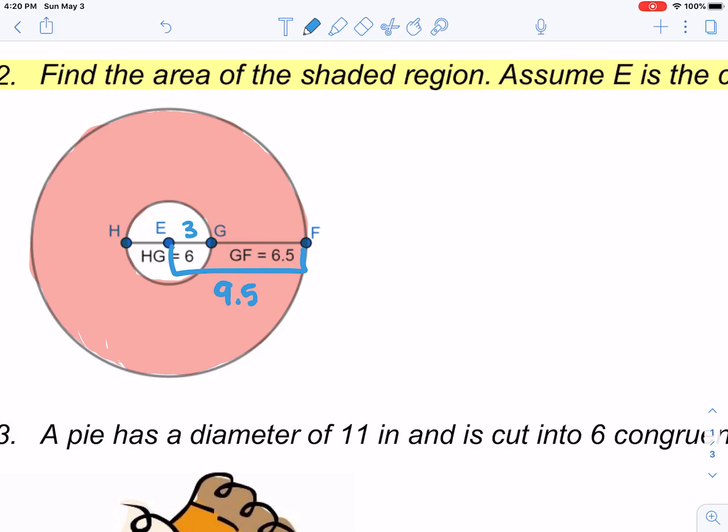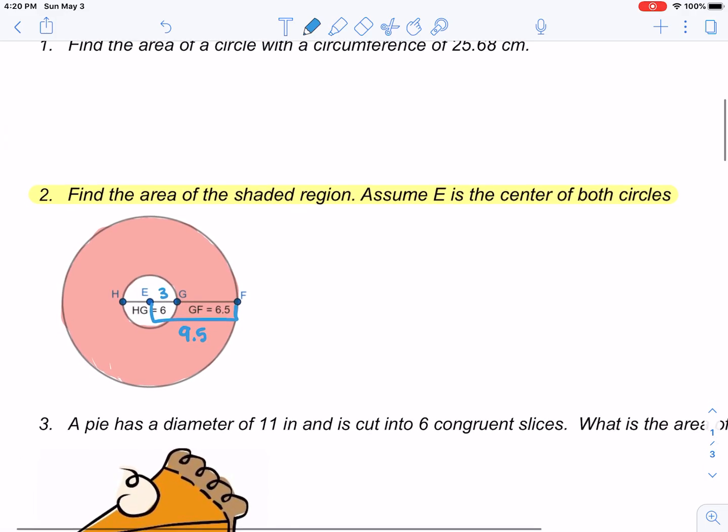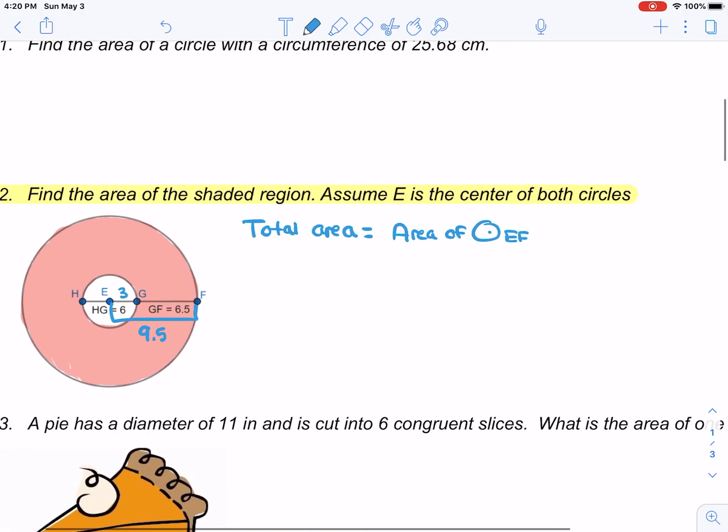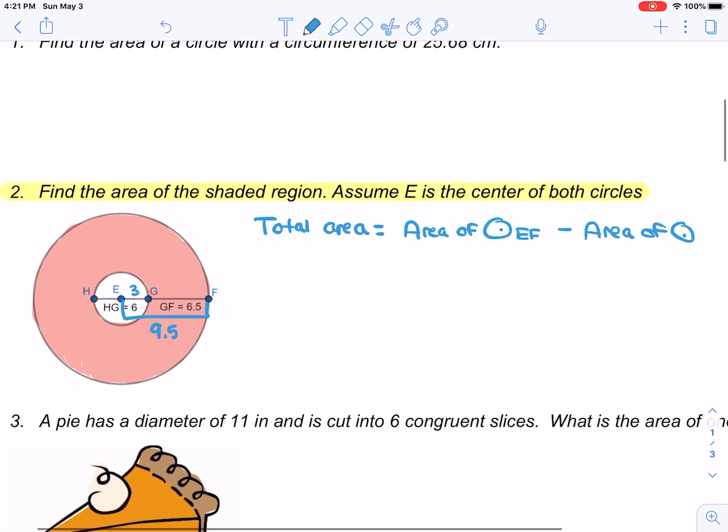To find the area of this shaded region, what we're going to want to do is take the area of our big circle and subtract the area of our smaller circle here. So I'm going to write area of circle EF, because we're talking about the circle with radius EF, minus the area of our circle EG in this case.